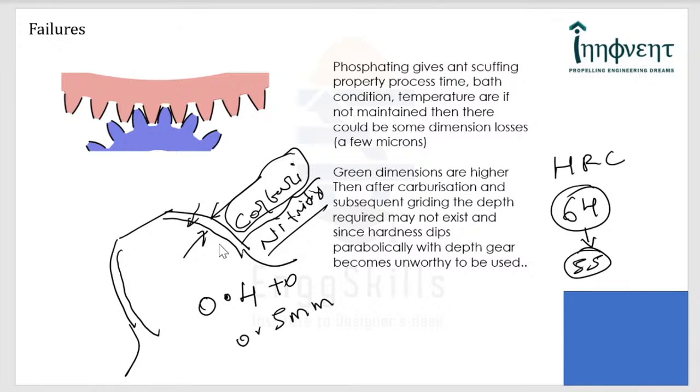Now here, before the gears are sent to heat treatment, the dimensions that we measure are called the green dimensions. If they are not measured properly, let us say the tooth thickness measured before the heat treatment is L, which is greater than the allowed tooth thickness.